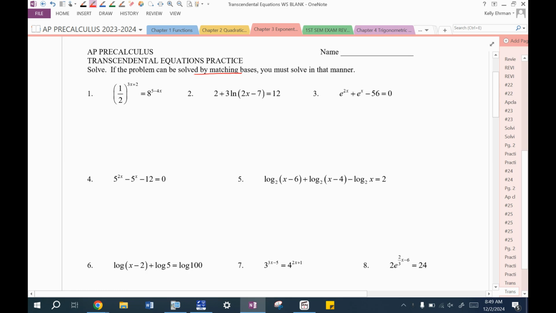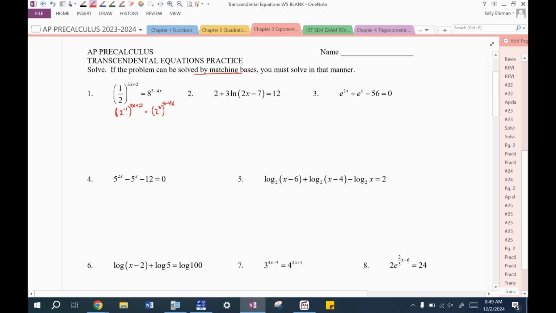On number one, I can rewrite both of these bases to be base 2. And if I do log base 1/2 of both sides, your answer wouldn't be in simplest form. So you would not get full credit on the test if the answer is not in the simplest form if you could have matched bases. Okay, so I rewrote 1/2 to 2 to the negative 1. I rewrote 8 to be 2 to the third.